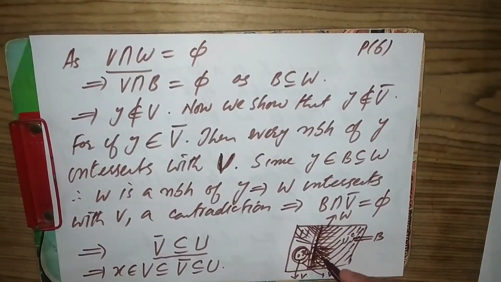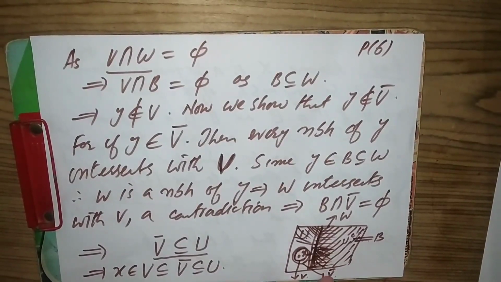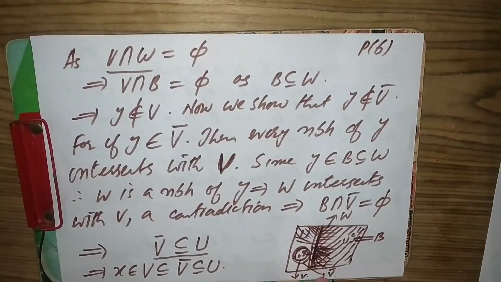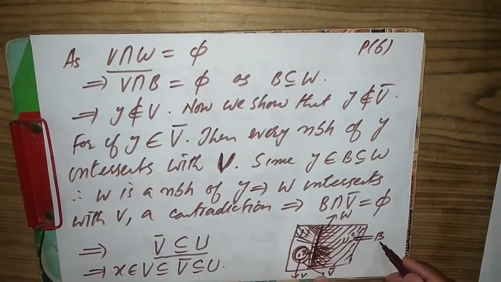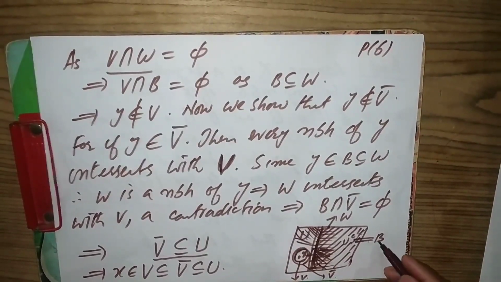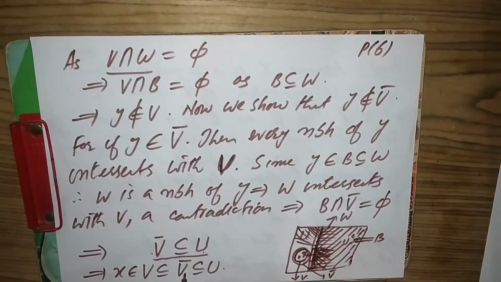So outside of U means it should be in U complement. So any member which is in V closure, if possible that member is not in U, then that member must be in U complement, which is V. So that means that member must be in B. Which means that B and V closure are not disjoint, which is a contradiction, because they are disjoint sets. So every member of V closure must be a member of U, which means V closure is a subset of U.